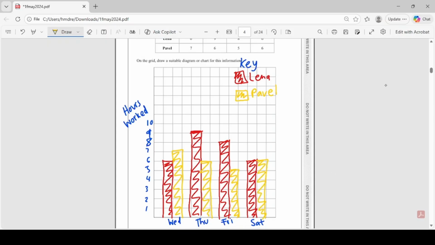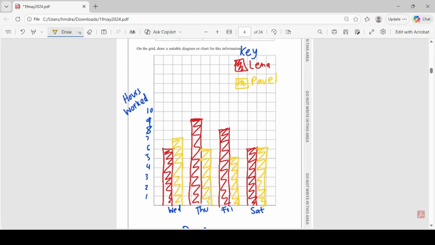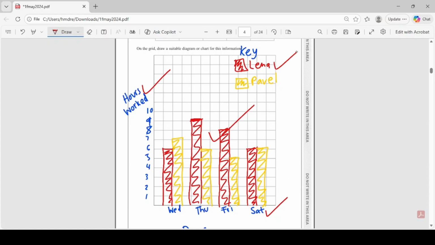Okay, and with a question like this, generally, let's see how many marks they are. So 4 marks. So you're going to get marks for this one for having kind of the right shape for these bars, for having hours worked there, and then also for having a key for Lena and Pavel.